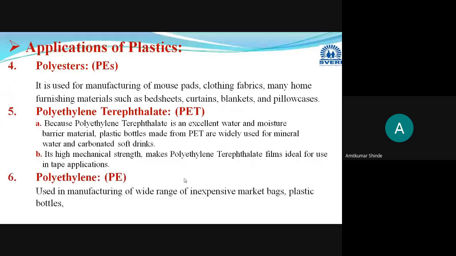I have highlighted here the name of a particular plastic and the particular components manufactured with the help of that plastic material. After completing these applications, we will discuss some MCQ questions from our MCQ booklet. So these parts I am going to discuss in this session.